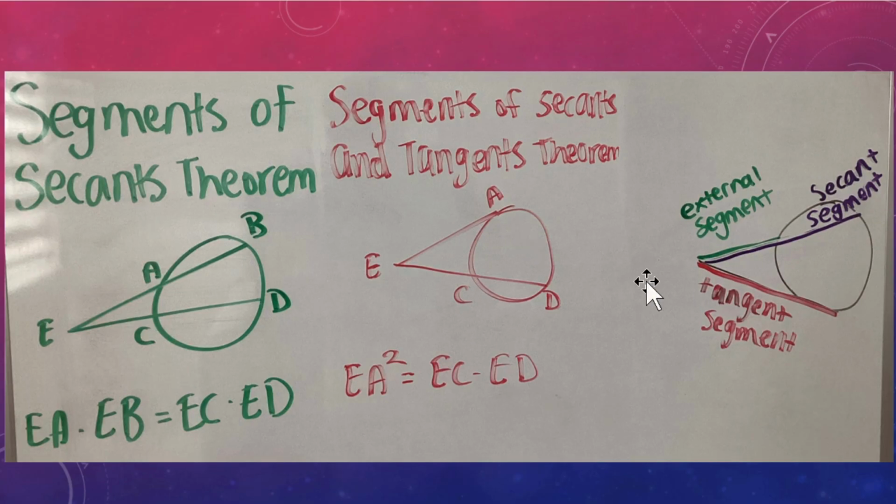So let's try here. I'm going to try first. Okay, so this is our tangent segment. EA is our tangent segment. Our external segment is EC, and our secant segment is ED.